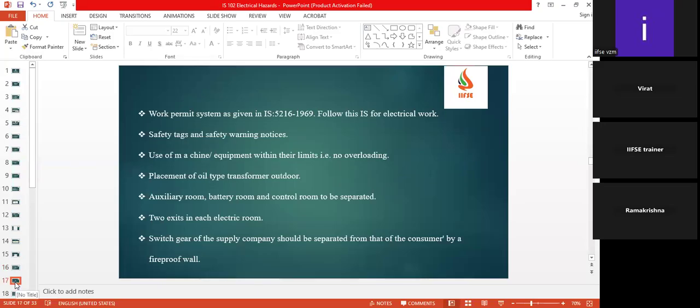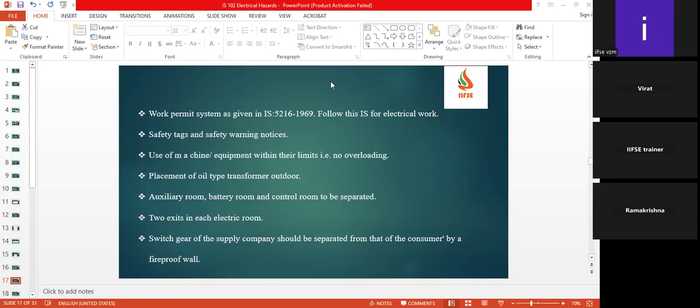Then the work permit system, as I mentioned, IS 5216-1699 covers electrical work, that is, how to handle electrical activities. So definitely, in case of any electrical work, we have to follow this work permit procedure and use the safety tags and warning notices. Safety tags and warning notices are nothing but the LOTO, lockout and tagout system.